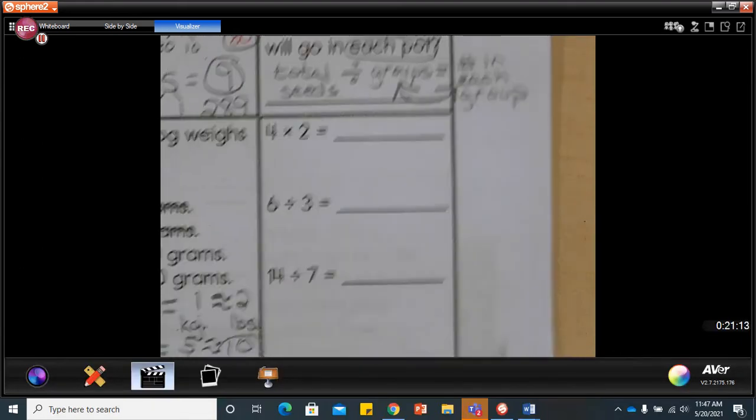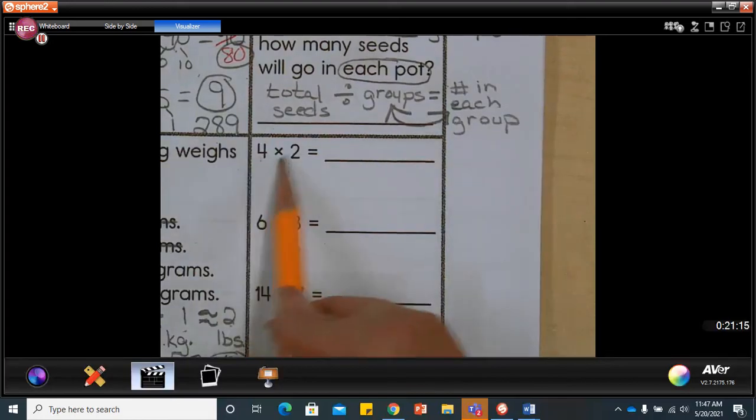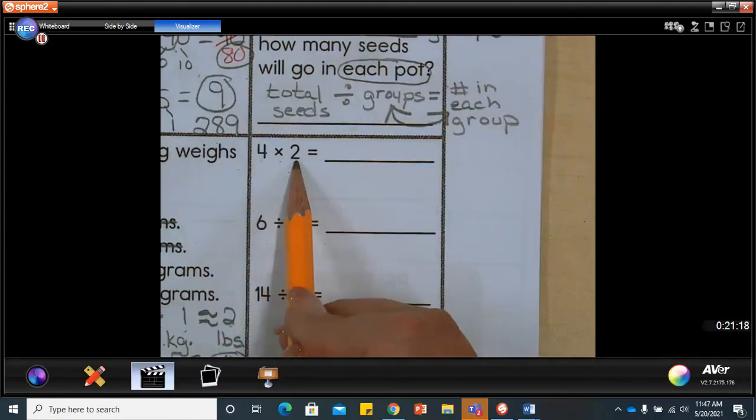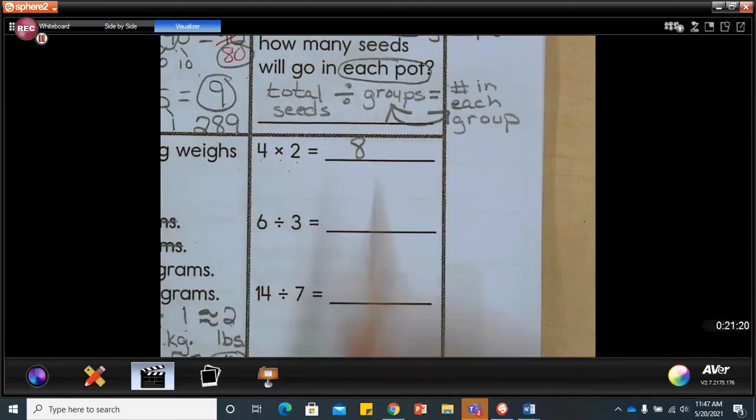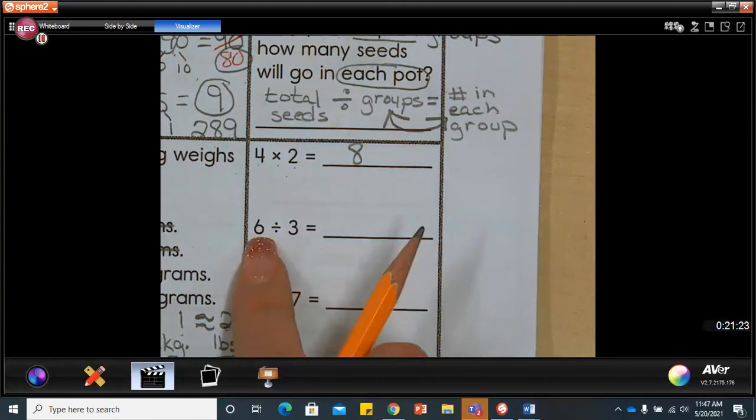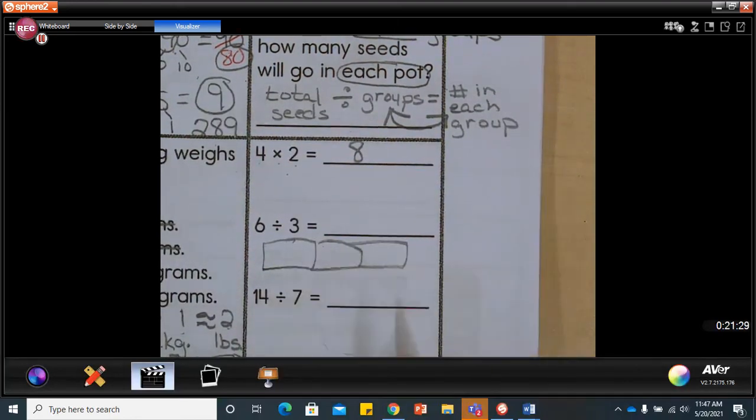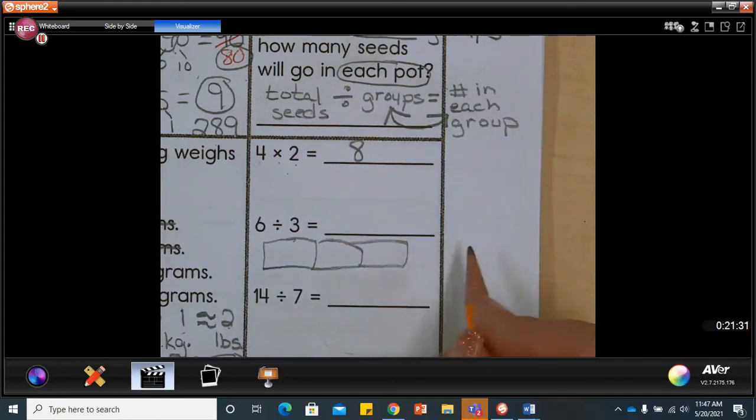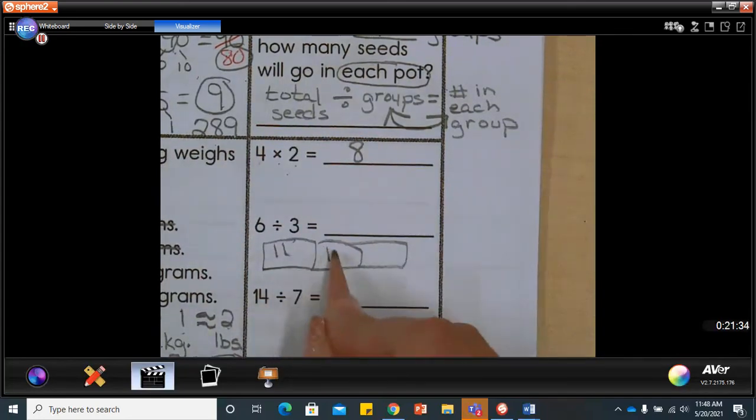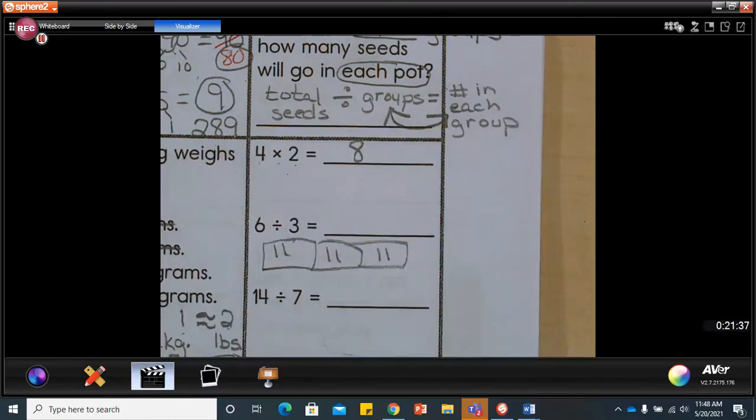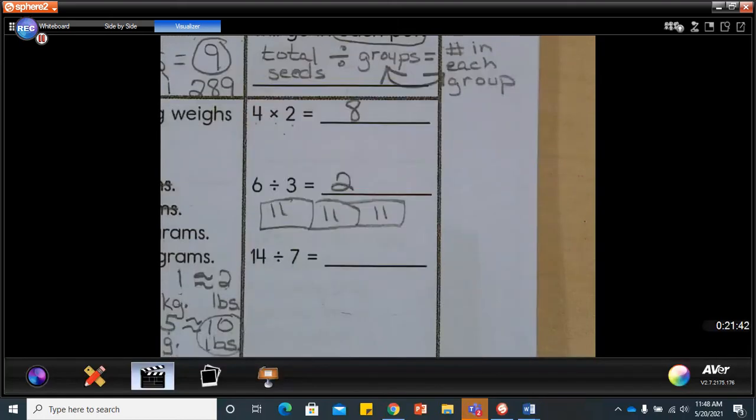All right, let's take a look now at the next one. And we have 4 groups of 2. 4 groups of 2 is 8. If I take 6 objects and I divide them equally into 3 groups, how many will be in each group? 1, 2, 3, 4, 5, 6. How many is in each group? 2 in each group.